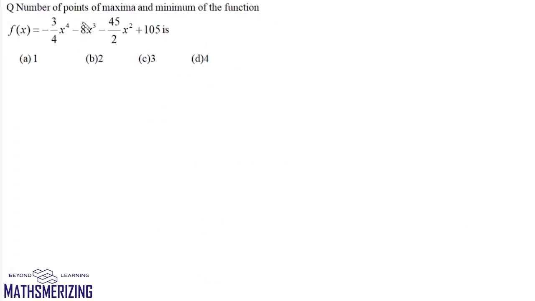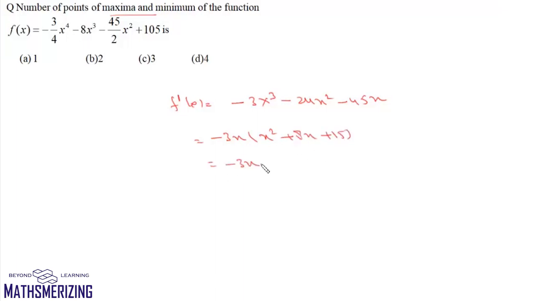Now the fifth question is, we need to find number of points of maxima and minima for this function. So we'll differentiate this function. We'll get f dash x as minus 3x cube minus 24x square minus 45x. So here we'll take minus 3x common, then we'll get x square plus 8x plus 15. So we can factorize this as minus 3x, x plus 3, x plus 5. So critical points for this function are 0, minus 3 and minus 5.